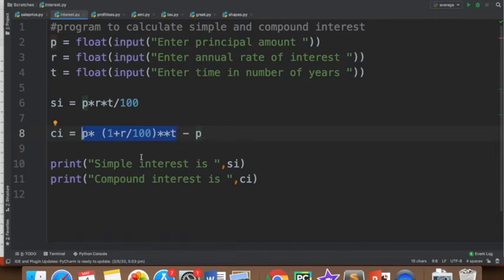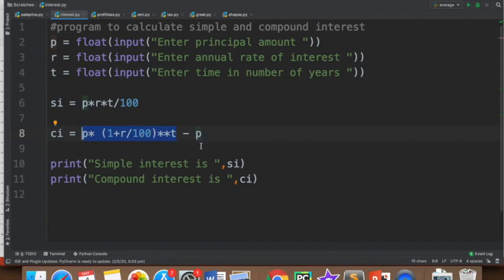I haven't put it in brackets here because subtraction anyhow has a lower precedence. So first this thing would be calculated and then only P would be subtracted from the result. So it will first do the exponent raised to the power. Since it is in bracket, first the bracket is going to be solved. It will divide R by 100, that will be added to 1. Then raised to the power T is calculated, which is multiplied by P, and then finally P is subtracted from that.